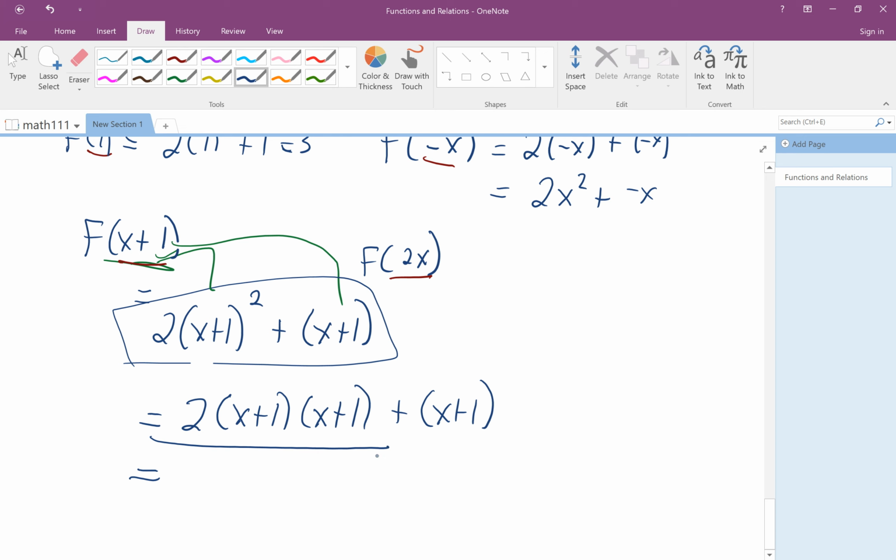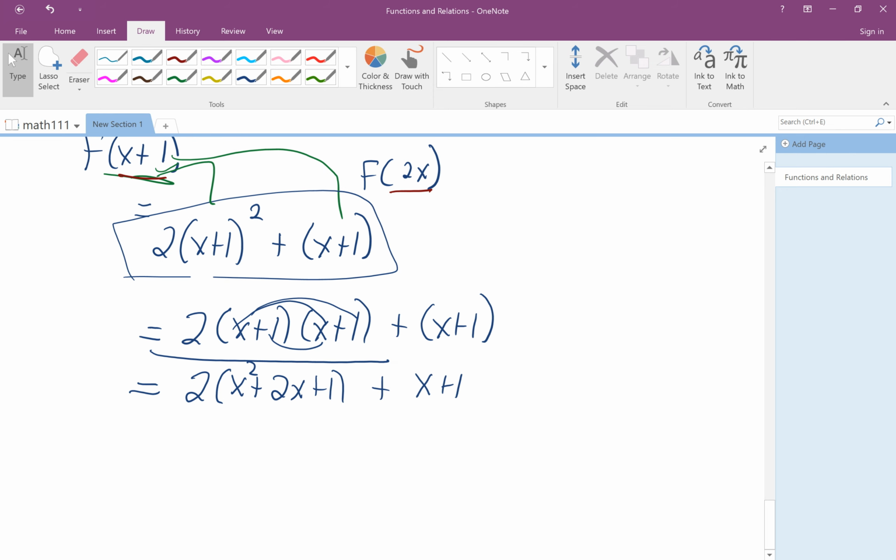We're going to FOIL that. You guys know how to FOIL, right? Everybody knows how to FOIL, okay? I'm going to FOIL this. X squared, 1x, that's 2 x's, plus 1. And then I'm just going to tail this at the end. 2x squared plus 4x plus 2 plus x plus 1. Finally, I can finish this.